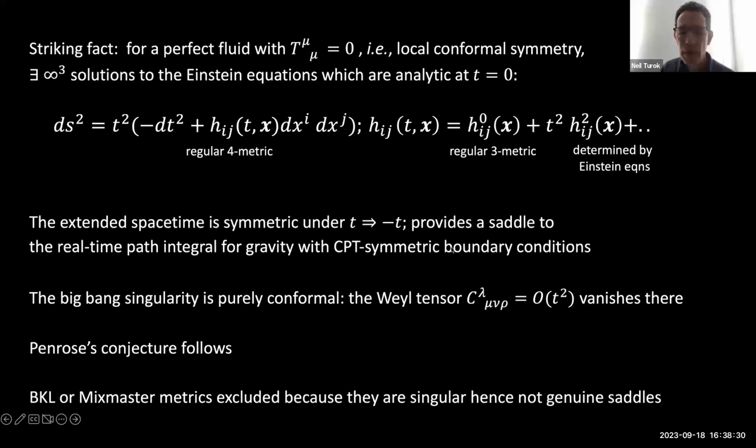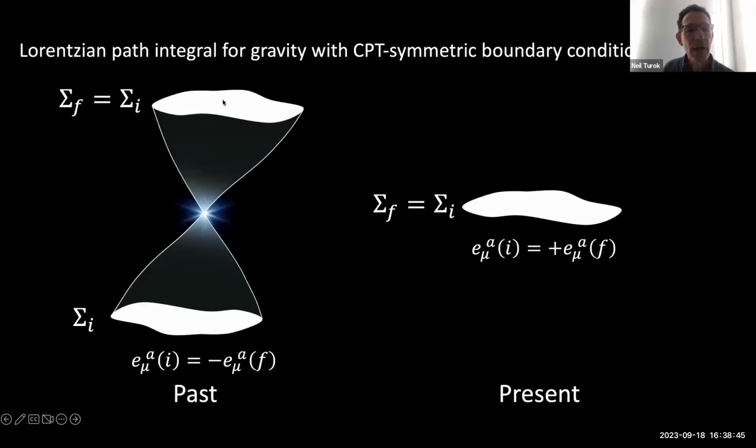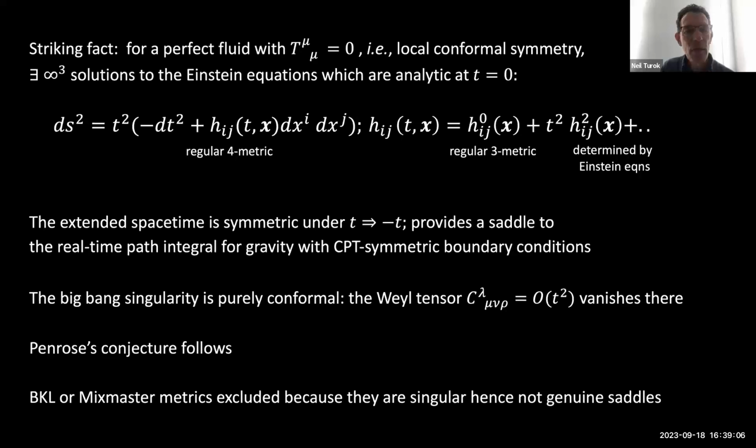So what this means is, if I consider a real-time path integral with an initial and a final three-geometry, let me show you a picture. So initial three-geometry, final three-geometry. If I impose that the initial and final three-geometries are identical, and I try to find a Lorentzian four-manifold which is compatible with that boundary data and solves the Einstein equations, this is what I'll find: there is a time-reversal symmetric four-manifold, which is a saddle to the real-time path integral for gravity.